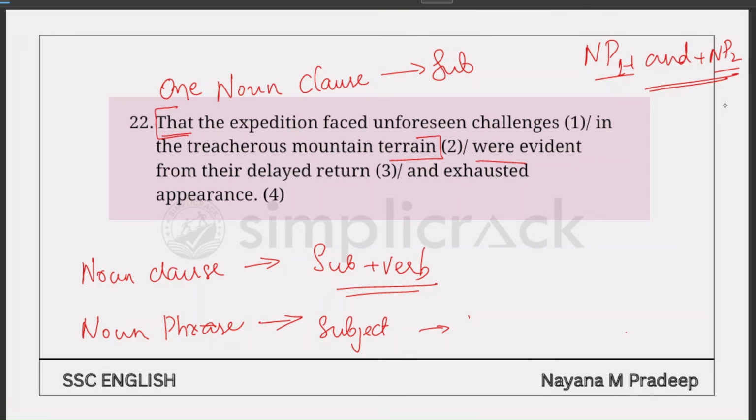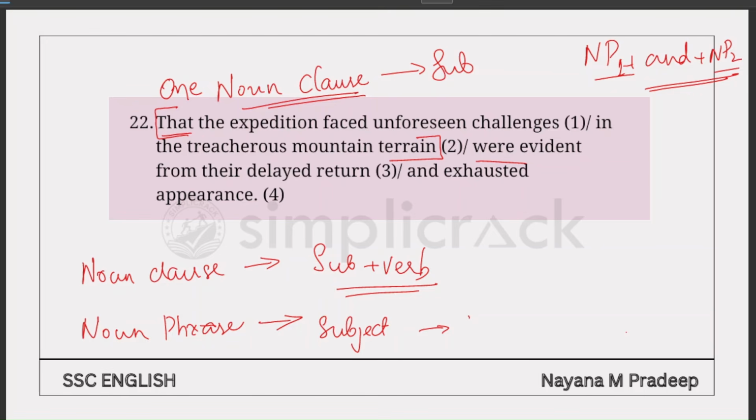There we considered it as a compound plural subject. But here you have a noun clause. And how many noun clauses are there? There is only one noun clause, that the expedition faced unforeseen challenges in the treacherous mountain terrain. That is just one single noun clause.